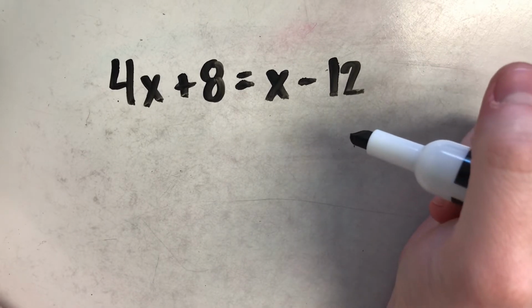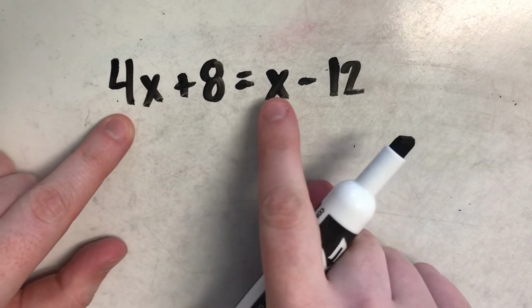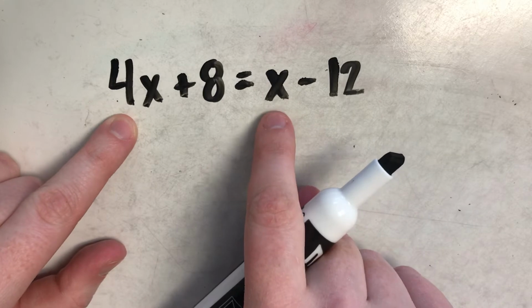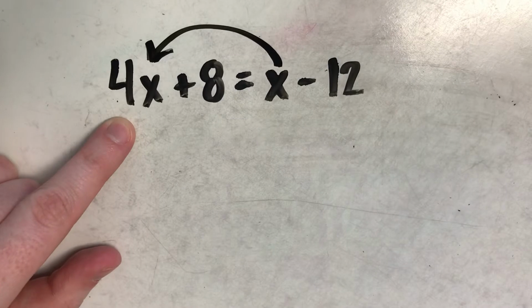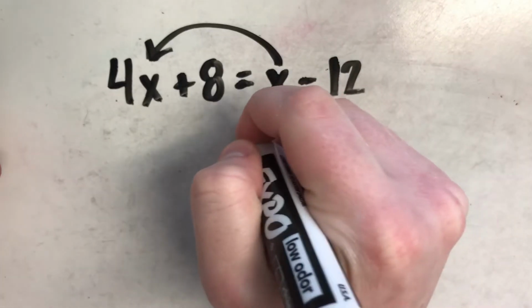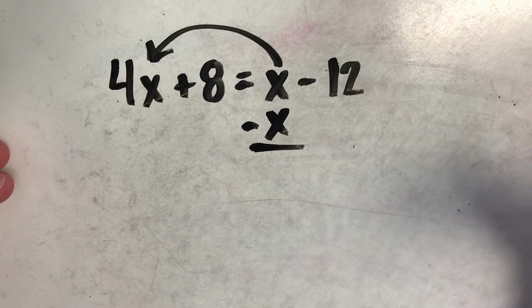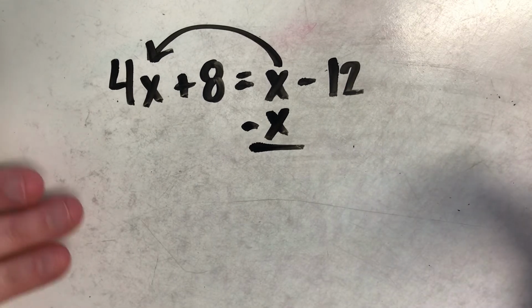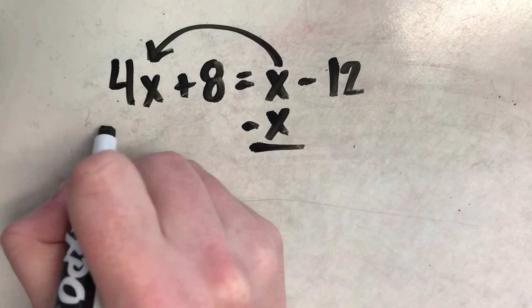Most of the time, there is one side that is better than the other. So for this one, I have 4x and then x. It would be better for me to move this x to the other side. Personally, that's what I would do, just because I don't like to deal with negative coefficients if I don't have to. So to get rid of a positive x, this is going to look weird, all I need to do is subtract x. I know you've only subtracted numbers themselves, but we need to start getting used to subtracting actual terms. So I'm going to subtract x on both sides.